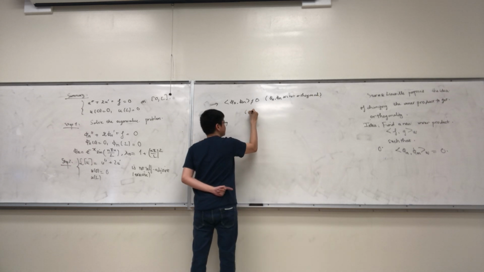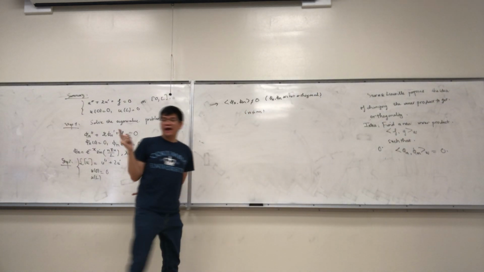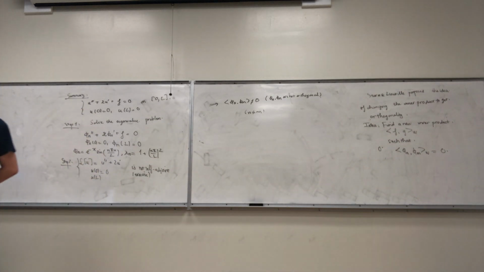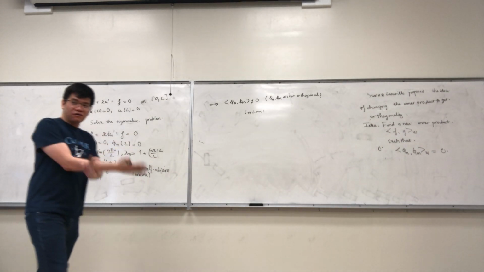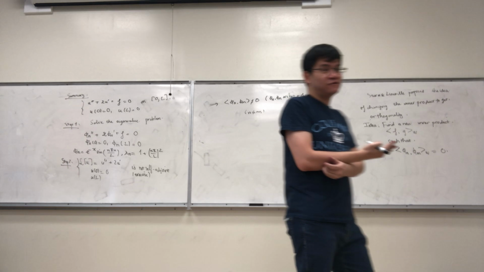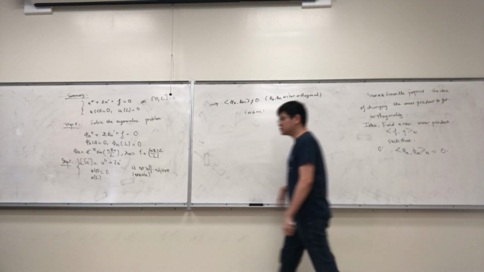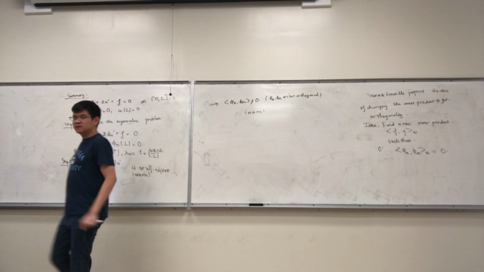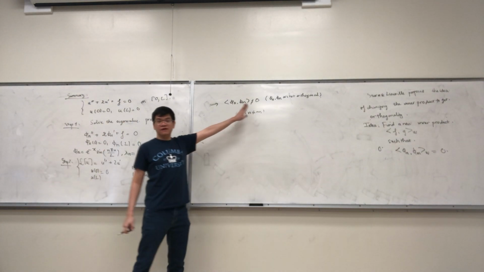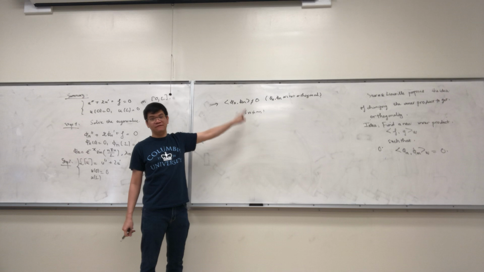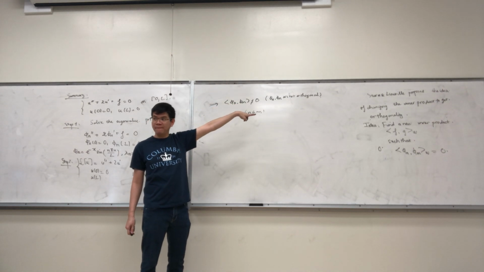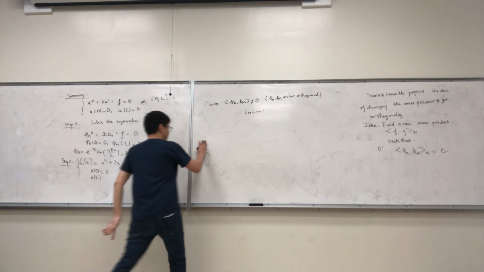So in this case, you just have to remember that n and m have to be different, right? You cannot have a vector orthogonal to itself, so n and m have to be different. Because this operator is not self-adjoint, the inner product of phi n and phi m is different from zero, and n has to be different from m, right?